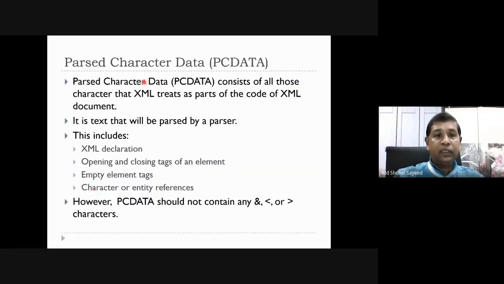Next, parsed character data, PCDATA. I told you the PCDATA consists of the tags and the elements, so it can be parsed. That means it can be separated into the tags and the elements. It is text that will be parsed by the parser. Who is the parser? The parser is the program that can differentiate the ending tag, the starting tag, and the contents, so it can separate the contents from the text.